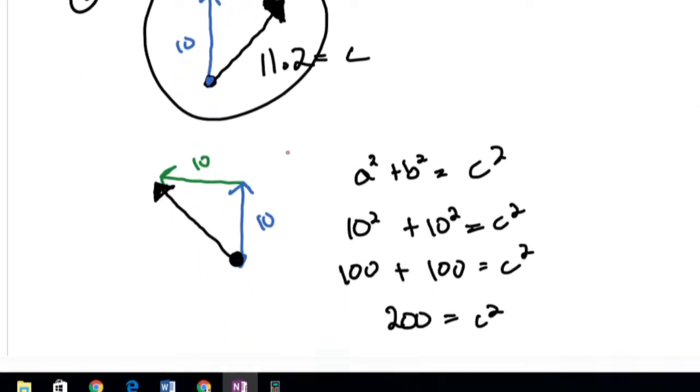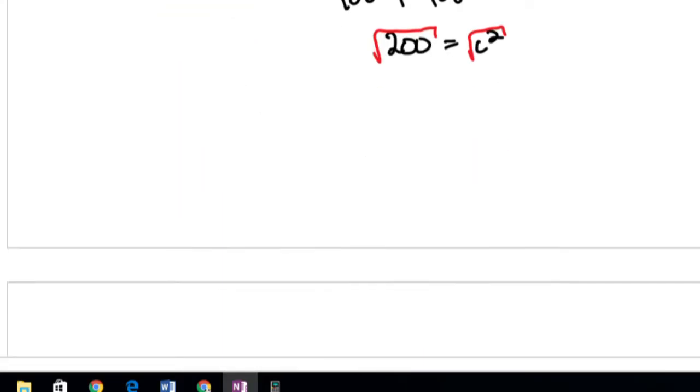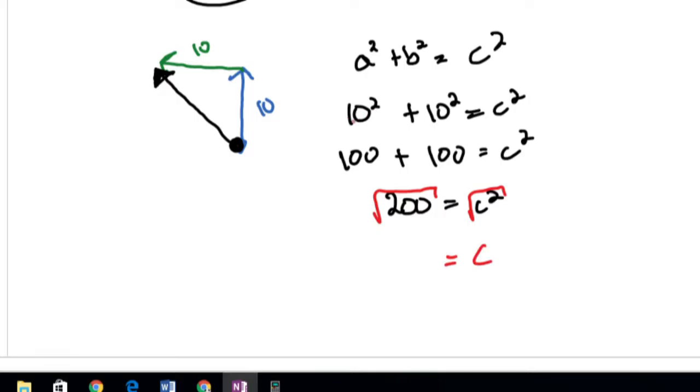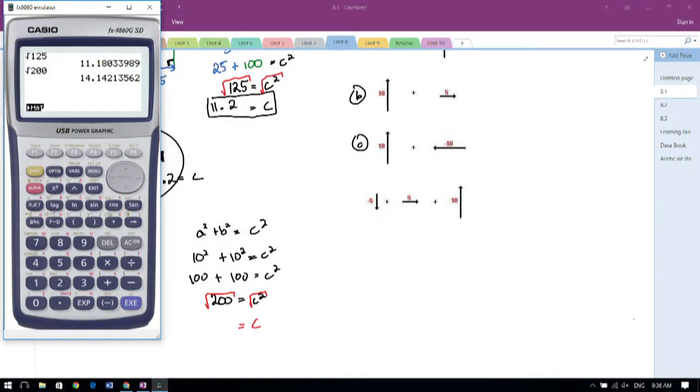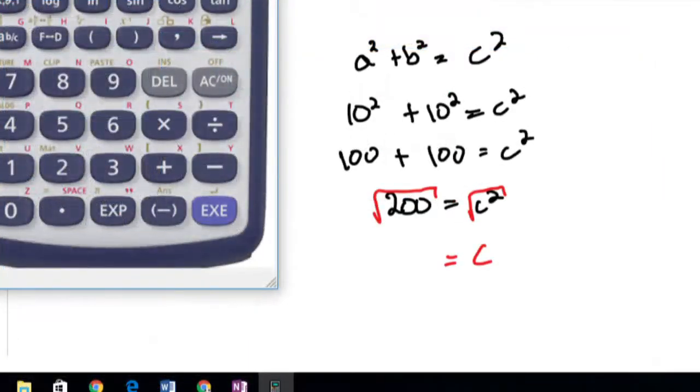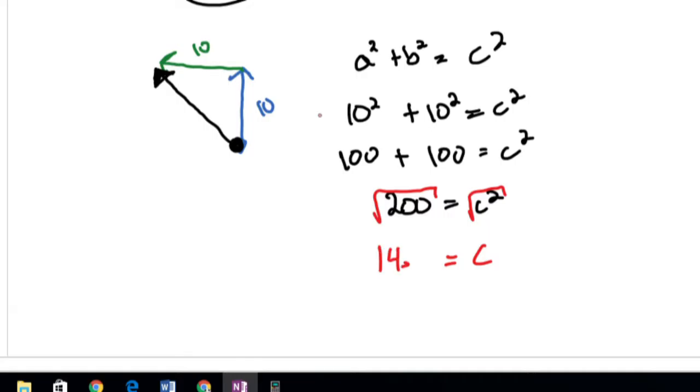And then I will take the square root of 200. I don't know what the square root of 200 is off the top of my head, but my calculator does. And that is going to be 14.14. We'll just call it 14.1. I want that to be black. Makes more sense. So 14.1 is equal to C.